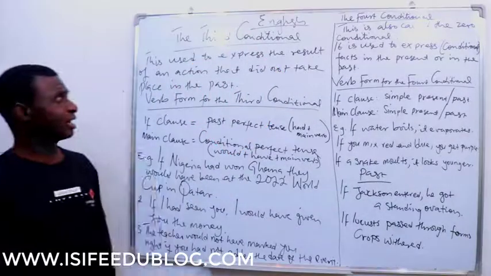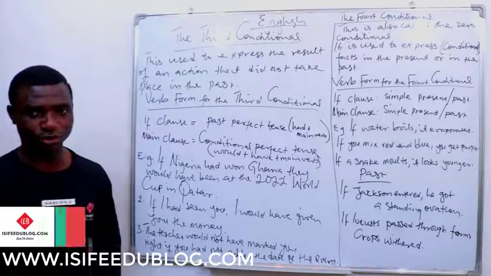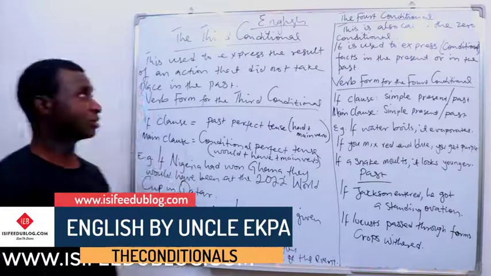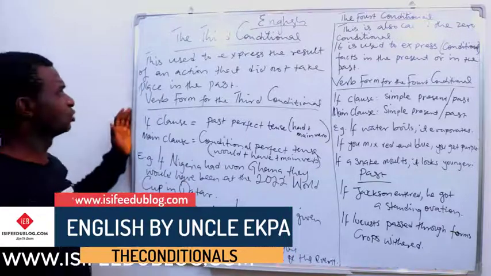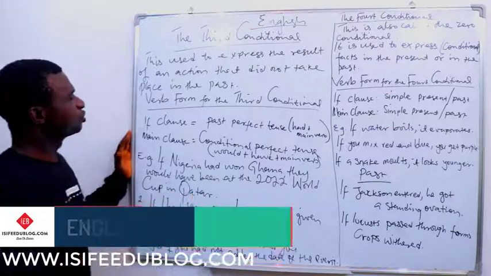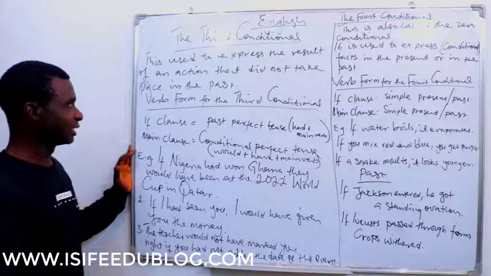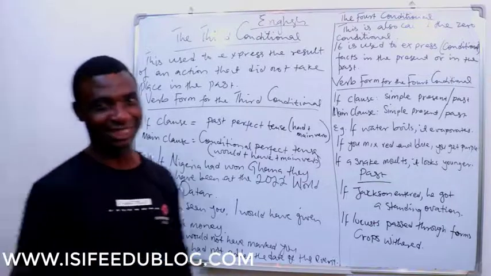We continue with our lesson on the conditionals. The third conditional is used to express the result of an action that did not take place in the past. Now, this sounds funny, right?